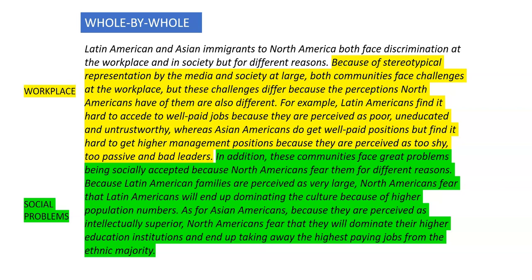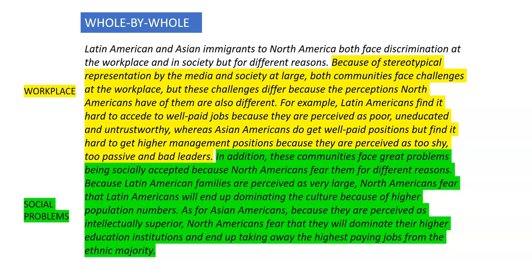So for example, Latin Americans find it hard to accede to well-paid jobs because they are perceived as poor, uneducated, and untrustworthy, whereas Asian Americans do get well-paid positions but find it hard to get higher management positions because they are perceived as too shy, too passive, and bad leaders.